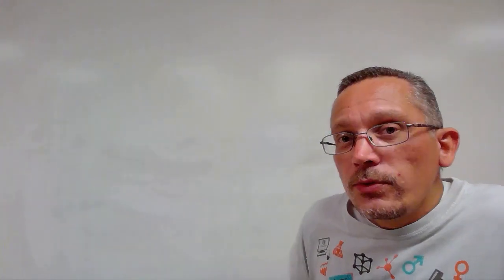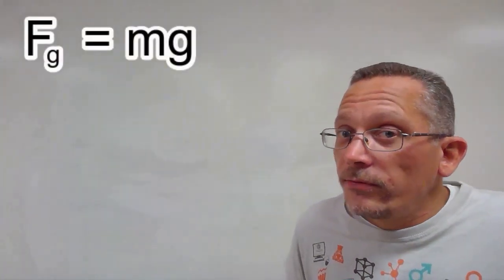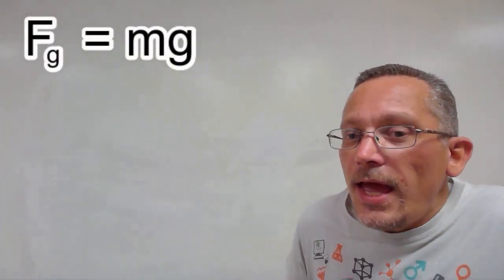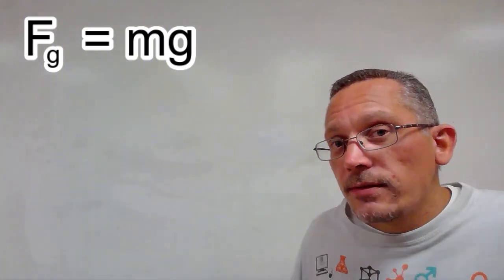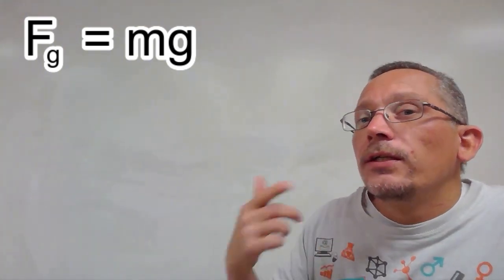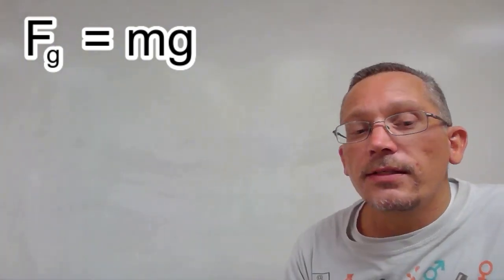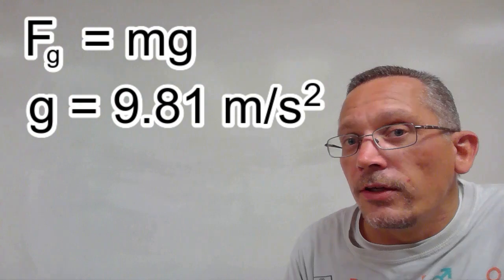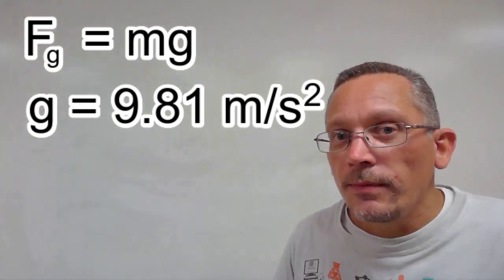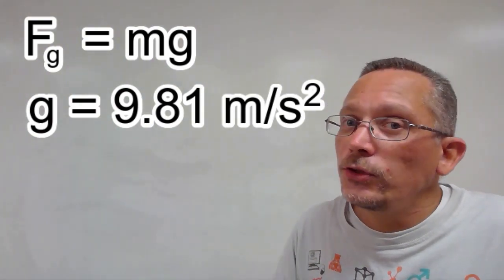The force of gravity, we'll use F with the little g to stand for force of gravity. And the force of gravity is equal to the mass of the object times this number g. This number g here, this is the first time we've seen it, and this is a very important number for us. G, this lowercase g, is what we call the acceleration due to gravity.